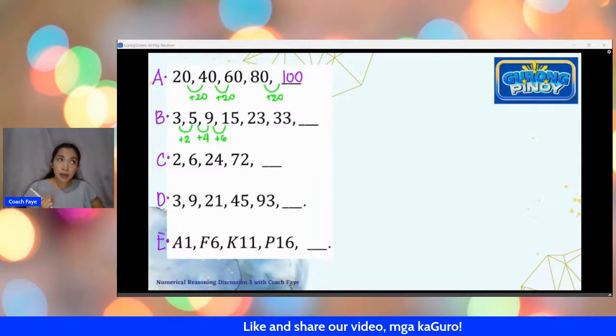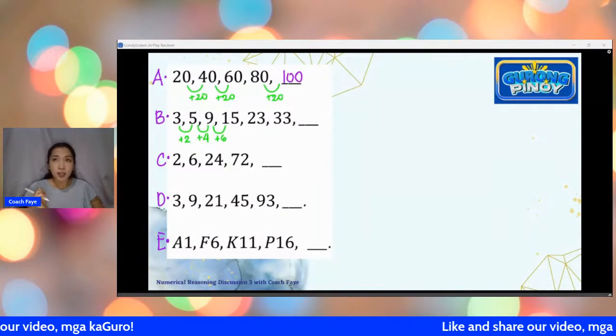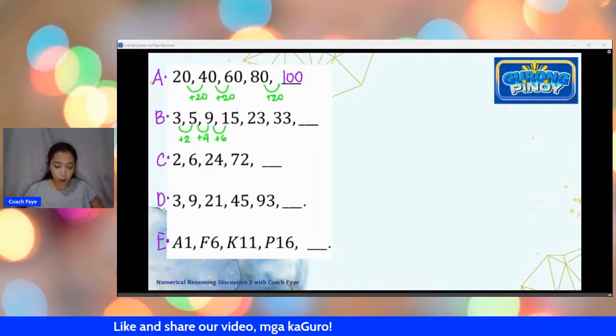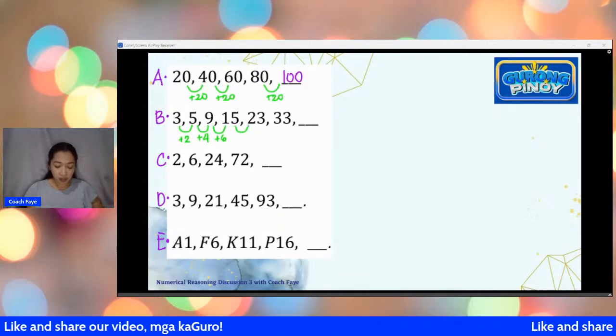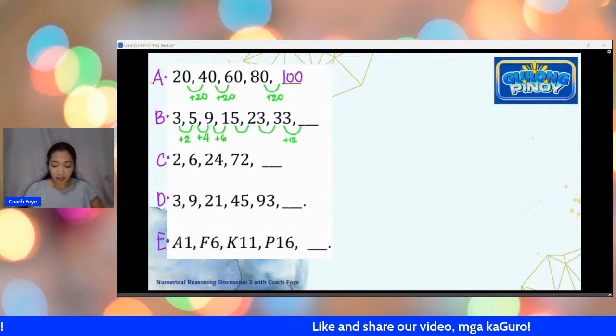If there are patterns, please make sure that two items or one set is not enough. Usually we need to check 2 to 3 items so we are sure that our pattern is correct and not varying. So this is plus 8, plus 10. We expect this to be plus 12, and so the correct answer expected here is 45.